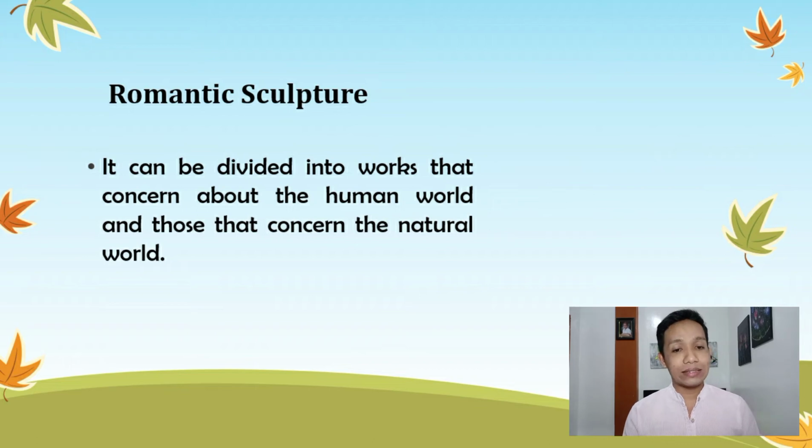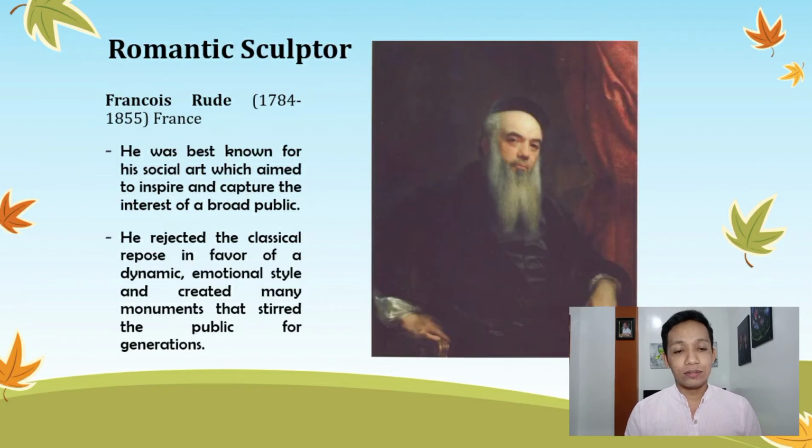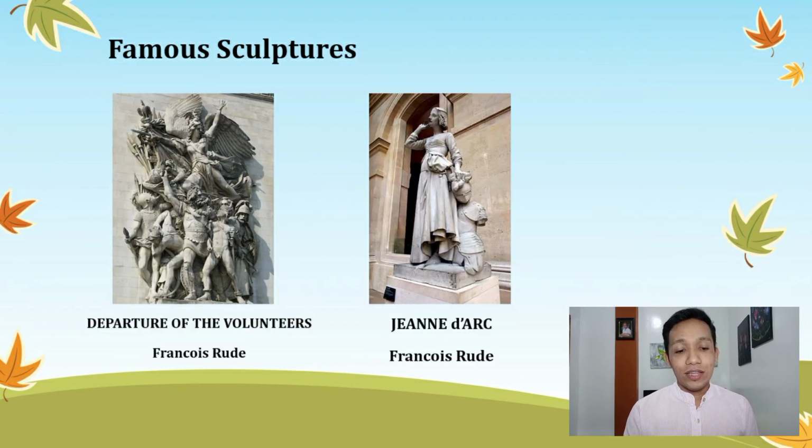The first prominent Romantic sculptor was Francois Rude. He's from France, and he was born in the year 1784 and died in the year 1855. He was best known for his social art, which aimed to inspire and capture the interest of a broad public. He rejected the classical repose in favor of dynamic, emotional monuments that steered the public for generations. Some of his famous sculptures are Departure of the Volunteers and Jeanne d'Arc. These are both works of Francois Rude.